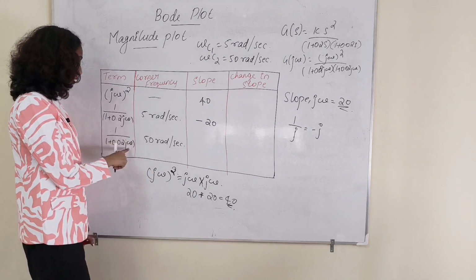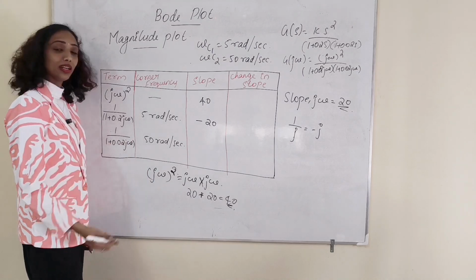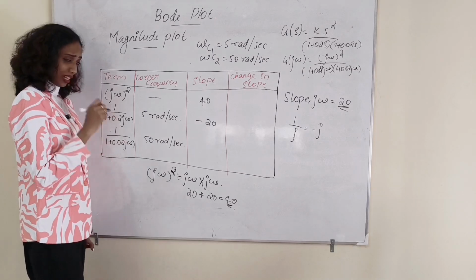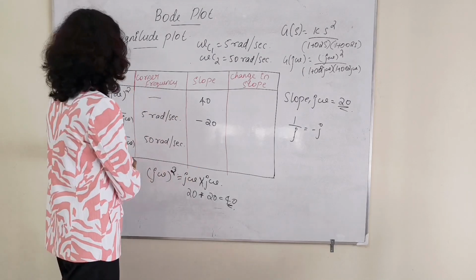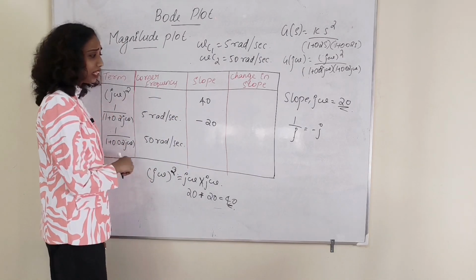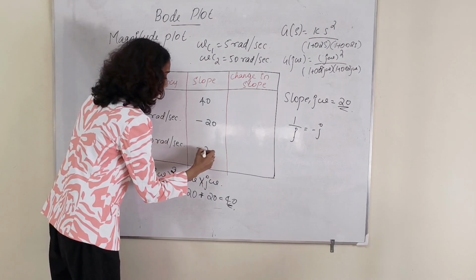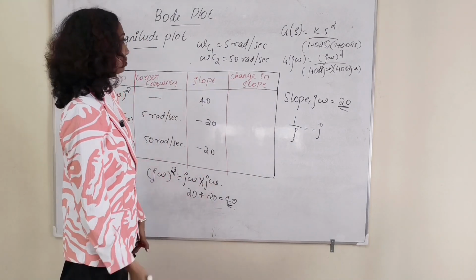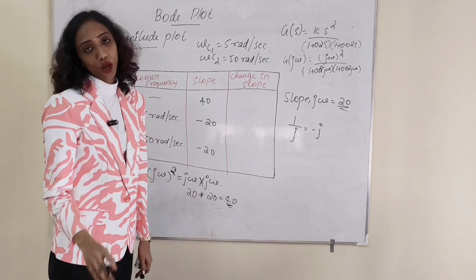And in the third term also we have a single j omega in the denominator. The magnitude of j omega is 20, and since it's always in the denominator term, we go for minus 20. Then the fourth column is change in slope.